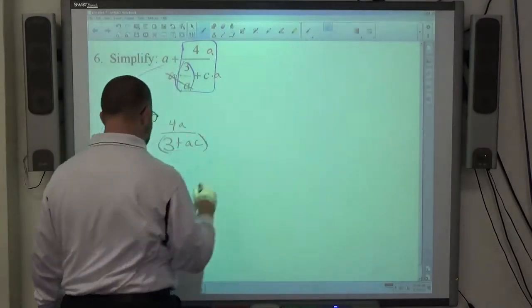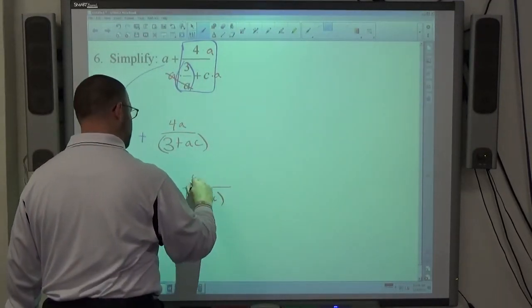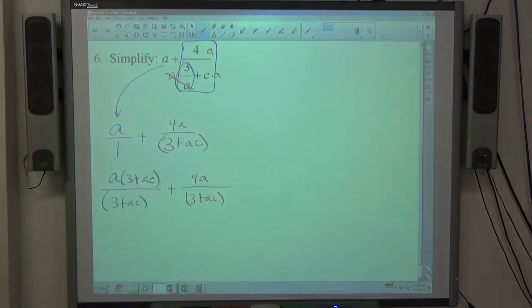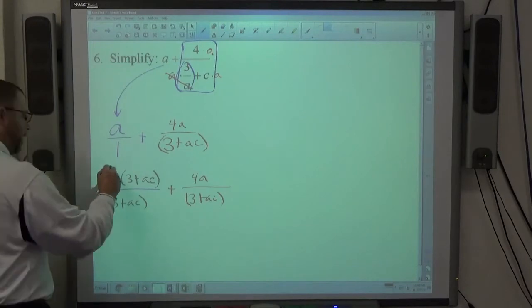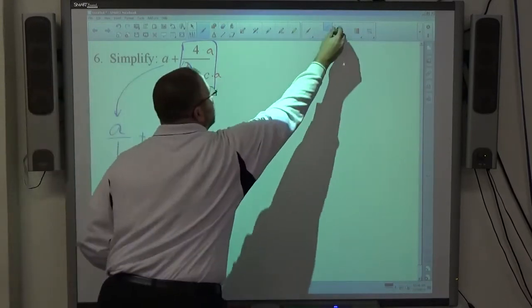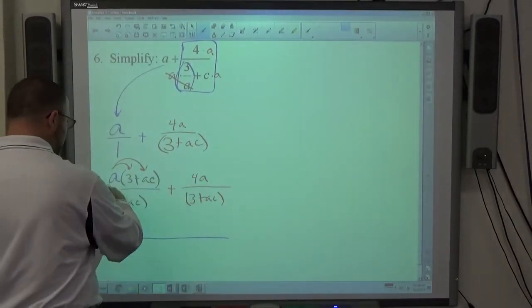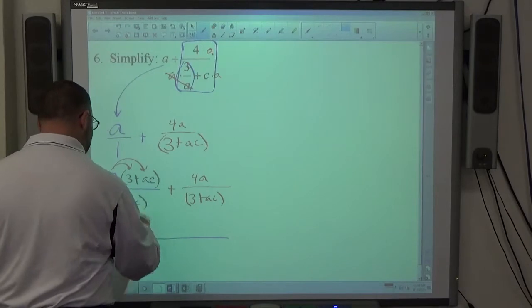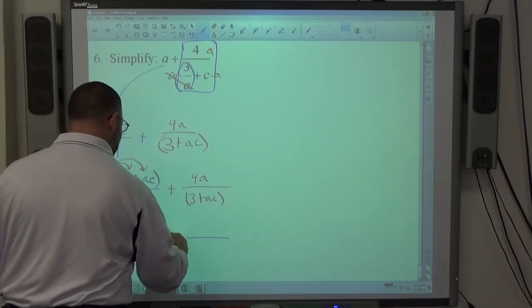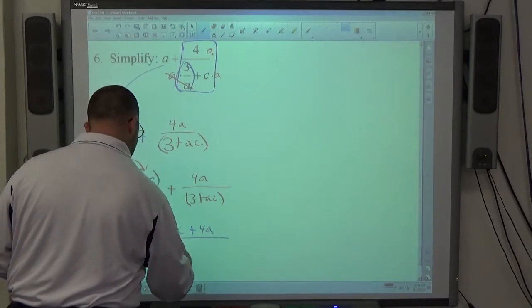The second fraction is perfectly fine. It already has 3 plus ac on the bottom. So it just stays 4a over 3 plus ac. No change is necessary. And then what's left to do is to distribute and then combine like terms. So all together on the top here, make a big fraction bar for the whole top. A times 3 makes 3a. A times ac makes plus a squared c, plus 4a, all over 3 plus ac.